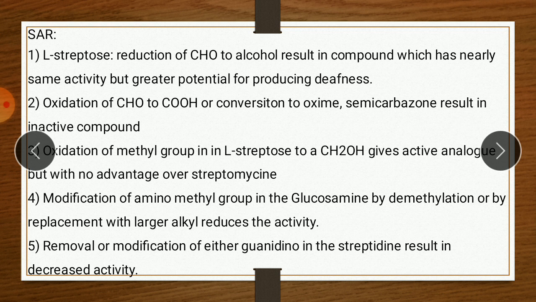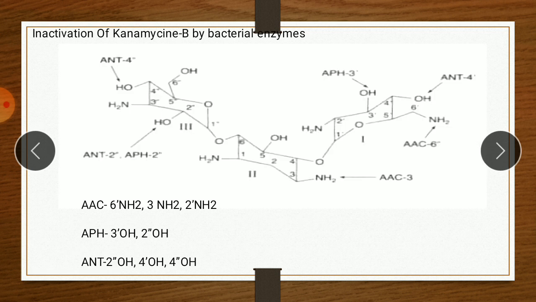Next, modification of the amino methyl group by demethylation or replacement with a larger alkyl group reduces the activity. Next point, removal or modification of the guanidino group results in decreased activity.